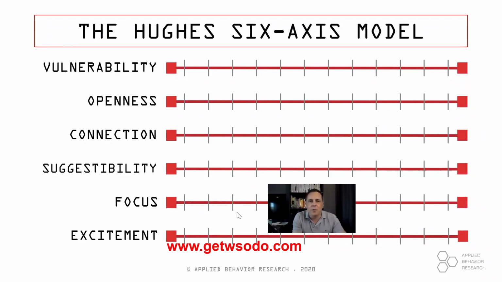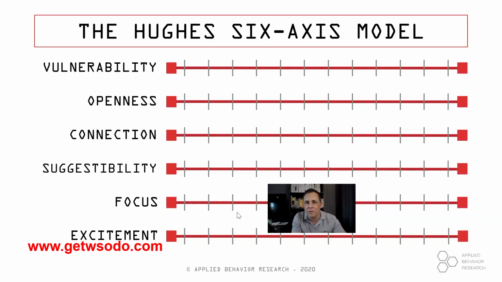Vulnerability is openness, willing to share secrets or things that they're embarrassed about. Openness is how open their body stays while they're becoming vulnerable. So we can measure these things through nonverbal means. Connection is their connection to you, the operator, the person doing the persuasion technique. Suggestibility, this is their ability to accept and act on a suggestion that you make.